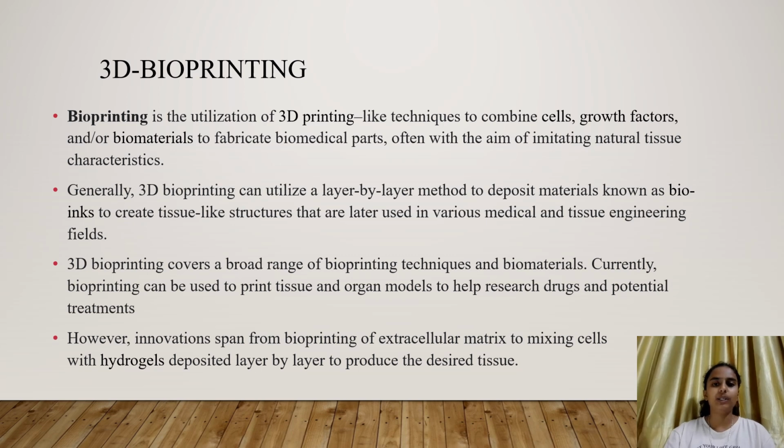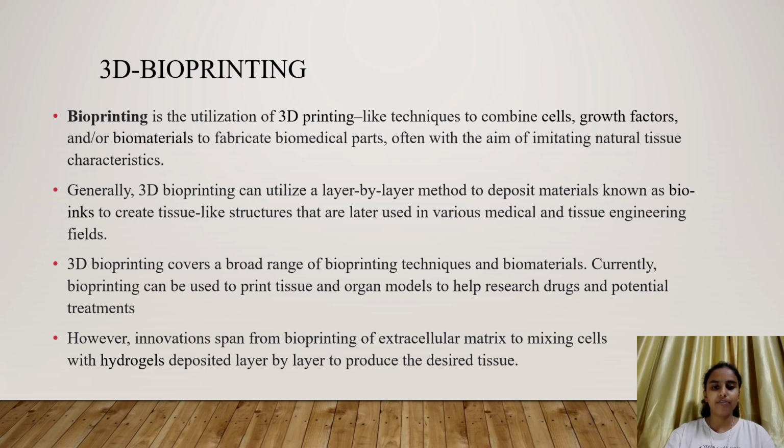Bioprinting is the utilization of 3D printing techniques to combine cells, growth factors, and/or biomaterials to make biomedical parts, often with the aim of imitating natural tissue characteristics. Generally, 3D bioprinting can utilize a layer by layer method to deposit materials known as bioinks to create tissue-like structures that are later used in various medical and energy fields. 3D bioprinting covers a broad range of bioprinting techniques and biomaterials. Currently, bioprinting can be used to print tissue and organ models to help research drugs and potential treatments.